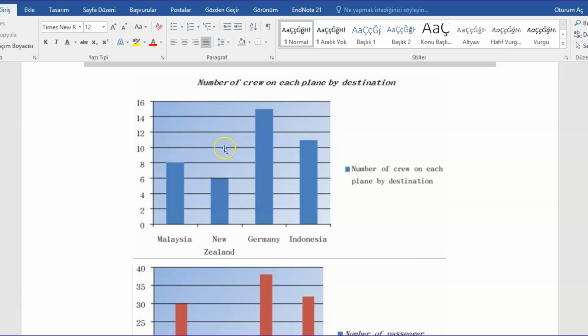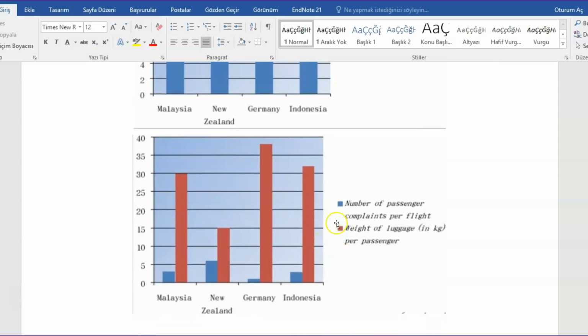Our first bar chart here is the number of crew on each plane by destination: Malaysia, New Zealand, Germany, Indonesia, okay. And in the second chart, the blue one is the number of passenger complaints, and the red one is the weight of luggage, right?